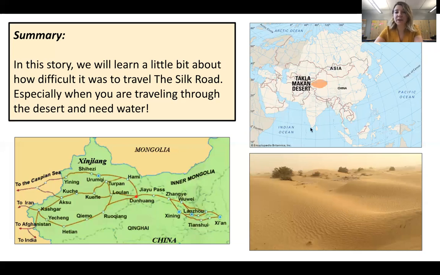And if you look up here, you'll see that this is exactly where that desert is. And this is where our characters are going to be traveling through in our story today. And they're specifically looking for this city, Dunhuang, because this city is going to be where they know that they can find the water that they need.